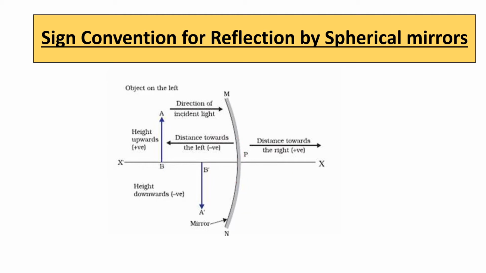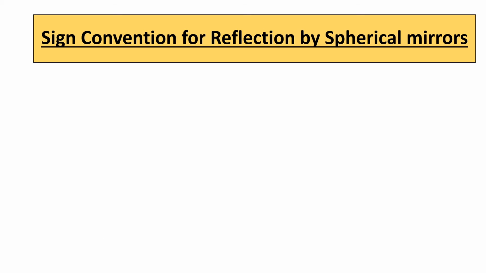The incident light ray will always be in this direction. The light ray falls on the concave mirror like this. The object is kept above the principal axis and hence the height will be positive. And the image, if it is inverted, the height will be negative. The object is kept on the left side of the mirror, this side. Therefore, the object distance u will always be negative. As the mirror formula and magnification are very sensitive to sign, the sign convention is very important.